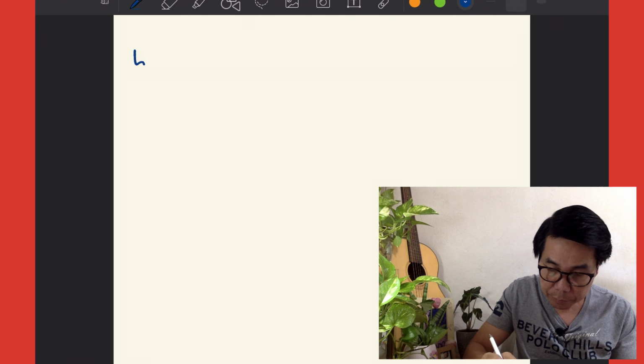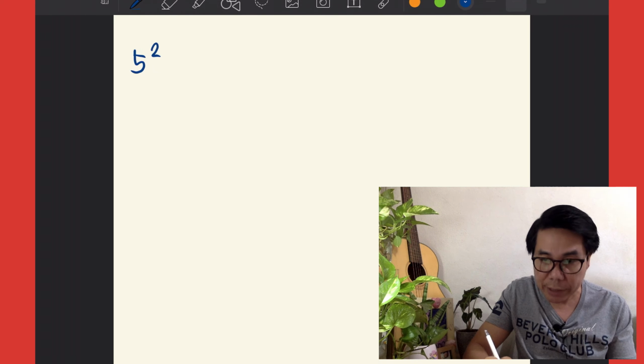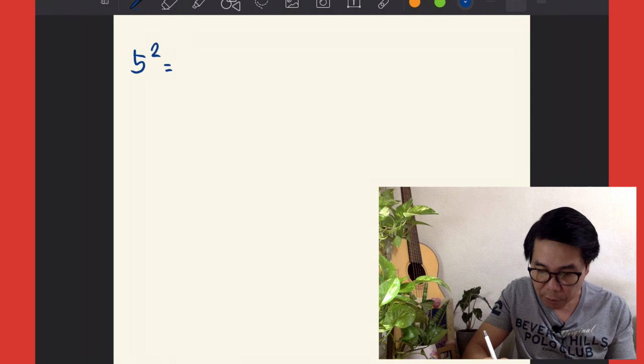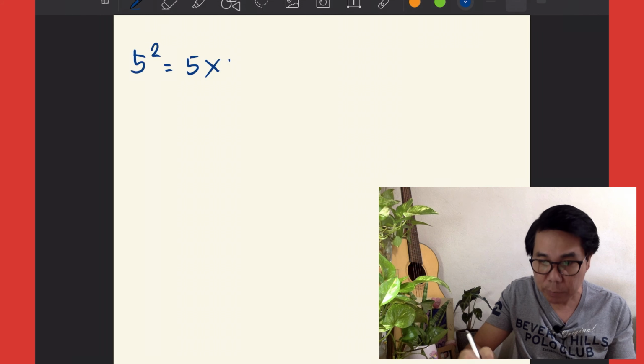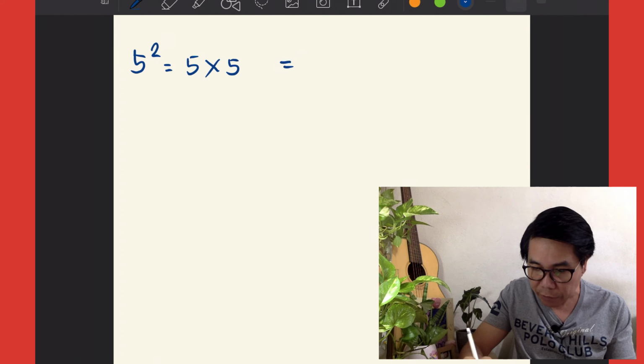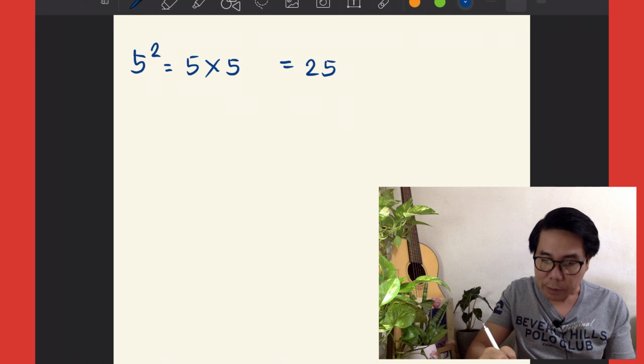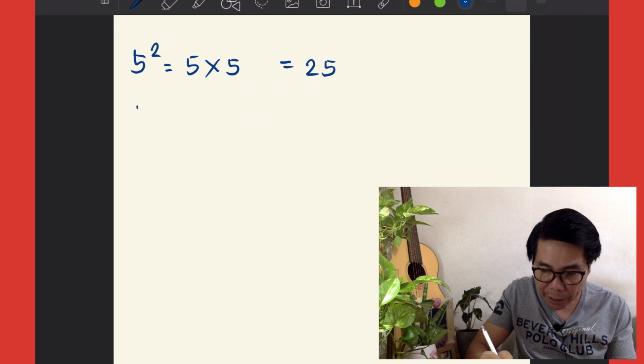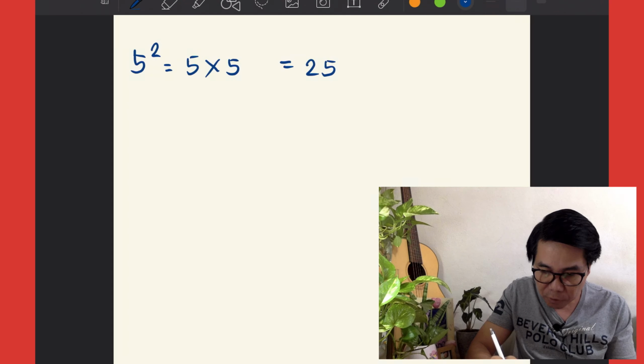Okay, let us remember that if we have 5 squared, or 5 raised to the power of 2, it means 5 times 5, which is equal to 25. The same way, 5 raised to the power of 3 is equal to 5 times 5 times 5, which is equal to 125.